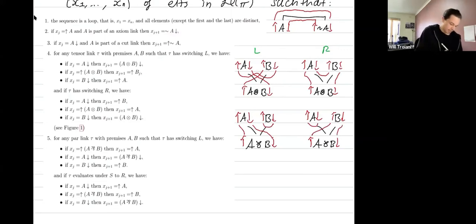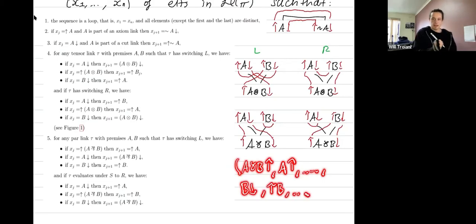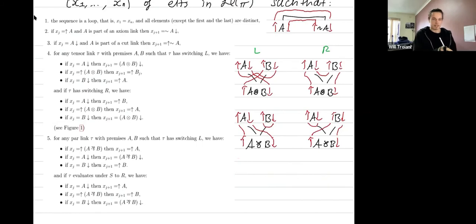Okay, cool. Is it clear what these mean? If we were to take this, this is looking like the sequence A par B up, and then what has to come next is A up, and then who knows what comes next. But eventually we'll get down to B down, and then what has to come next is up B, etc. Right? Okay. Does anyone have any questions about this part?